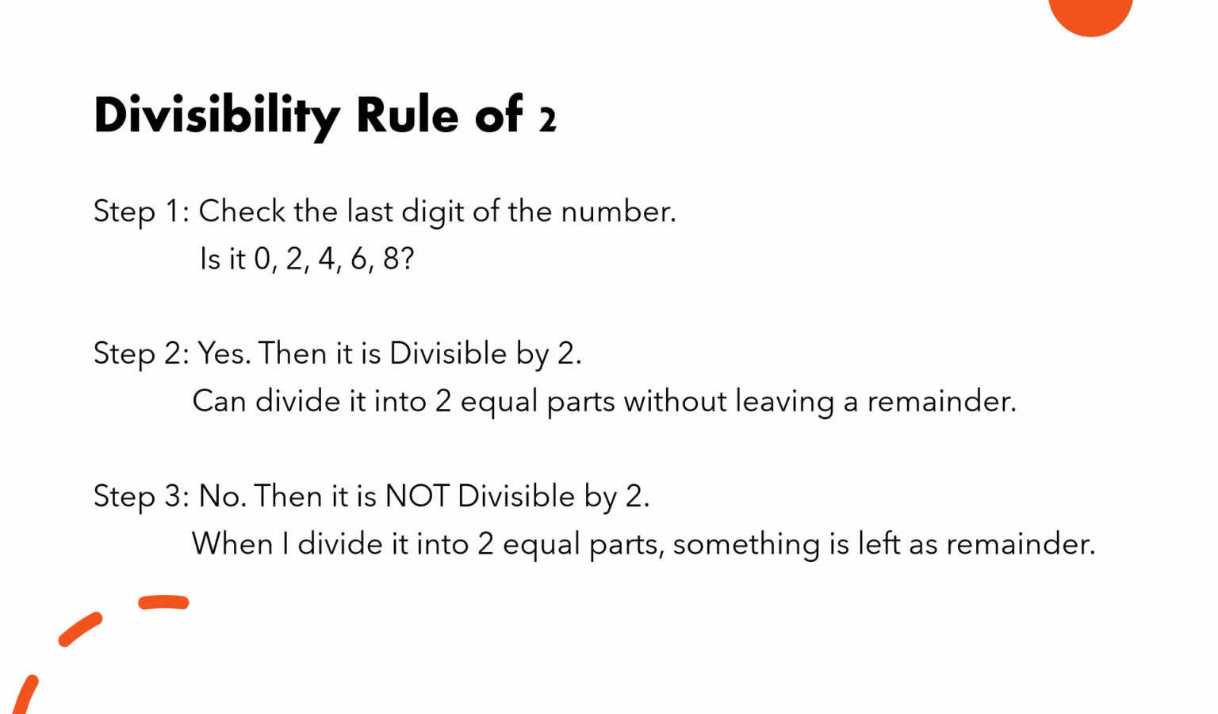So, how do we find out if a number is divisible by 2? First, we check the last digit of the number. Is it 0, 2, 4, 6 or 8? If it is any one of these numbers, then it is divisible by 2. Means I can divide the number into 2 equal parts without leaving a remainder. But if the number does not have the last digit as 0, 2, 4, 6 or 8, then it is not divisible by 2. When I divide the number into 2 equal parts, there will be something left as a remainder.